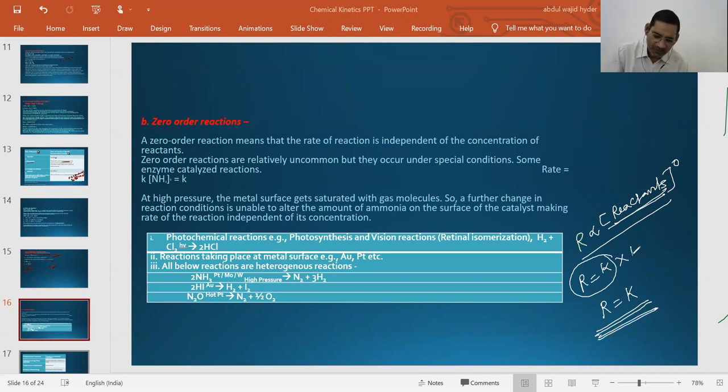So R will be equal to K. The rate of reaction in case of zero order reaction will be independent of the concentration of reactants. That is why these reactions are called concentration independent reactions. Zero order reactions are very rare, and only if sunlight is there can these reactions take place.